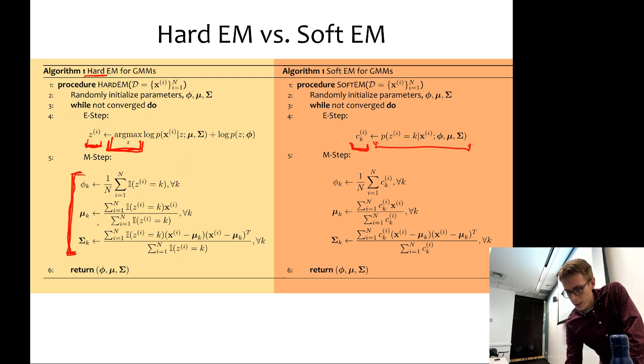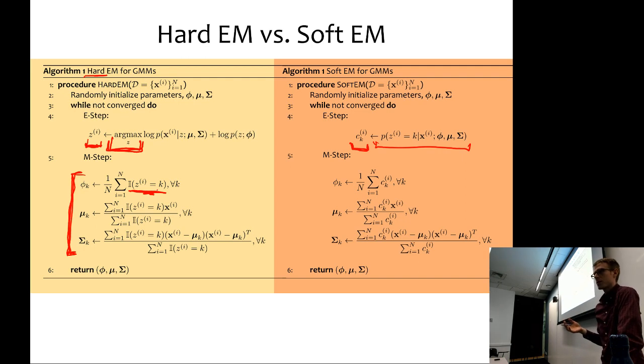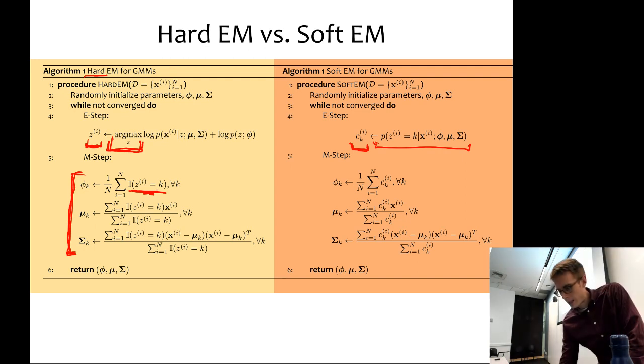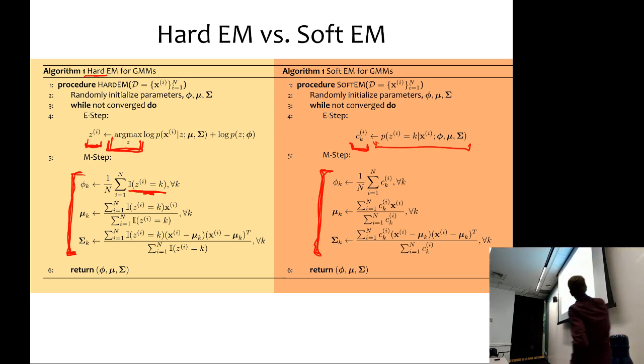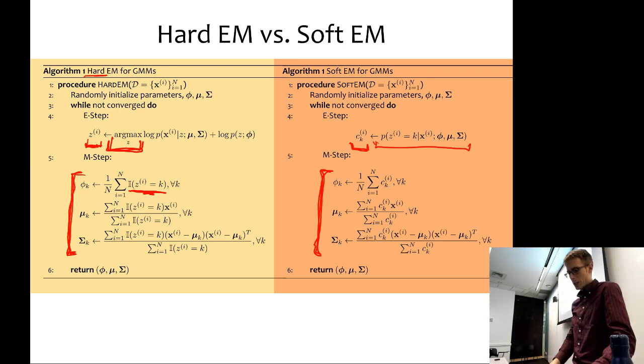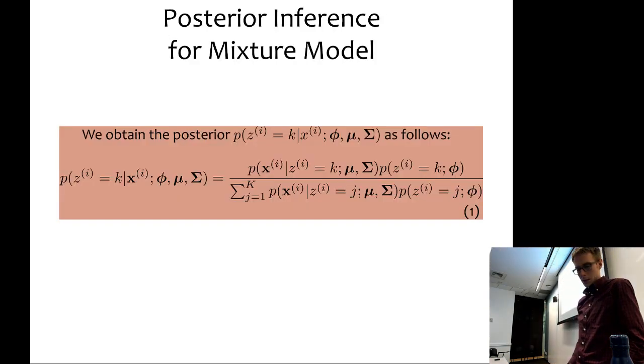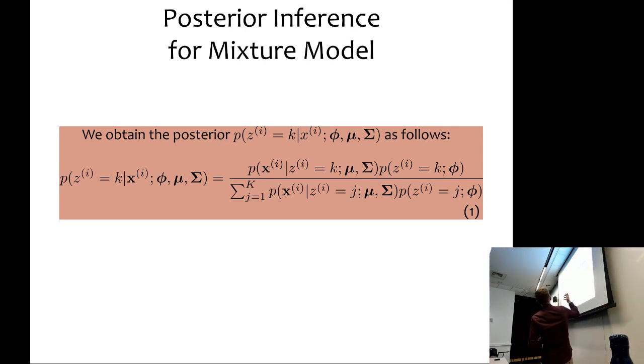It's just that in the hard EM case, you're counting up, say, the number of cluster assignments, whereas in the soft EM case, you're looking at real valued probabilities and weighting the counts according to those probabilities. Once you do this, you could get some new training example, and you could obtain a posterior distribution over the cluster assignments for that new example, if you wanted to.